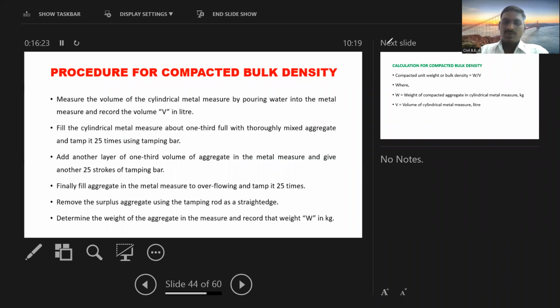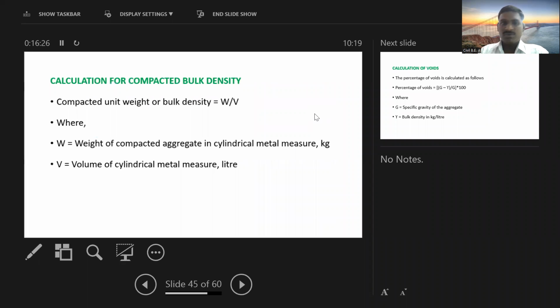And then how to do the calculations. The compacted bulk density, or the compacted unit weight, is equal to W by V. W is the weight of compacted aggregate in the cylindrical measure in kg, and V is the volume of the cylindrical metal measure in liters. So W by V gives us the compacted bulk density of the aggregate.